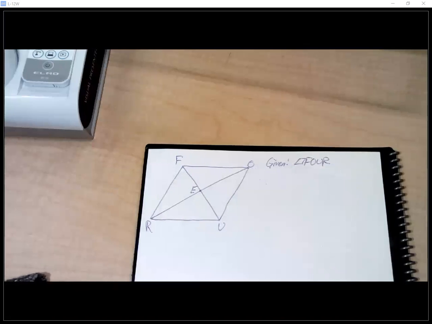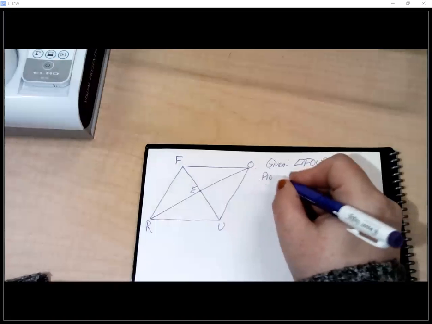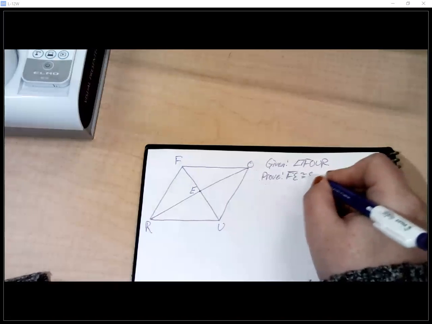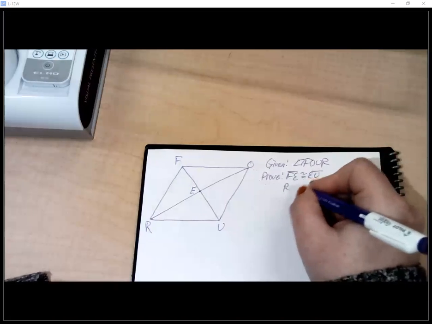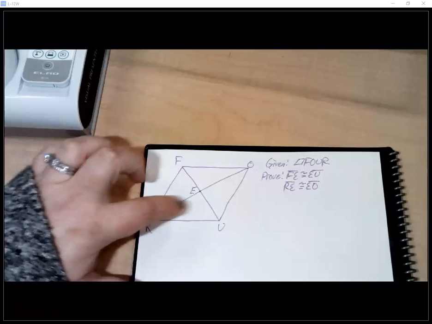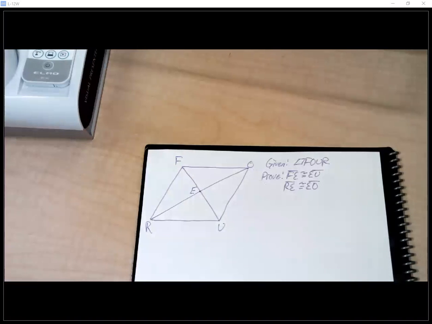Okay, so here's what I want you to prove. Prove that FE is the same as EU, and prove that RE is the same as EO. Let me ask you this. Will all four of these little pieces be the same? No, not necessarily. Could it happen that all four little pieces are the same? Yes. That happens in, what type of parallelogram would have that happen in it? It does happen in a square, but it doesn't happen in just a normal, regular old parallelogram that's not a square. So try that. See how far you can go.